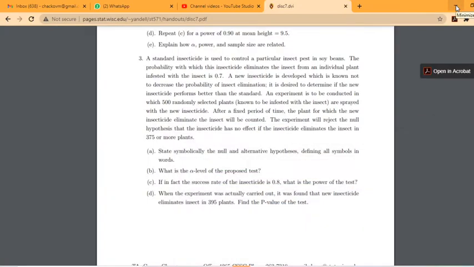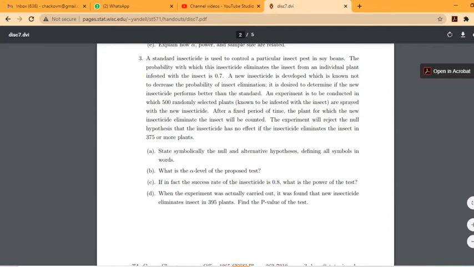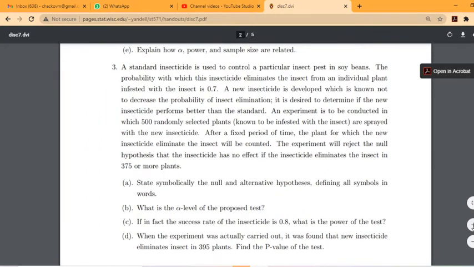So let us consider the third problem. I think the first problem we discussed in the last class. Now we consider the third problem, so you can understand easily.